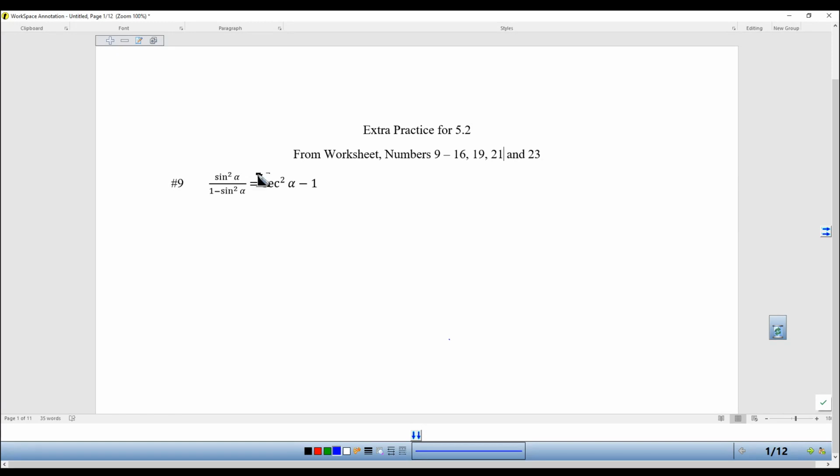So the first thing that I always want to do is draw a line so I don't accidentally work on both sides. And then right away, I see that 1 minus sine squared alpha, and I think, oh, that's the same as cosine squared alpha. That's one of the Pythagorean identities. And then one of the quotient identities is sine over cosine is tangent, so sine squared over cosine squared is tangent squared alpha. And now I'm going to switch to the other side.